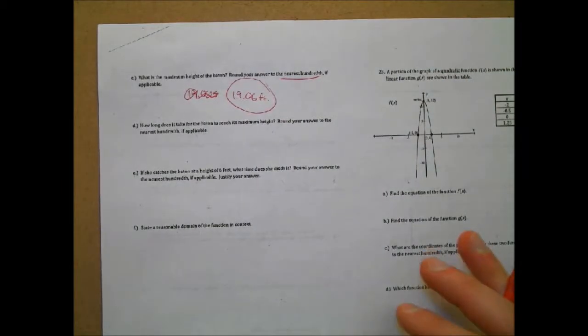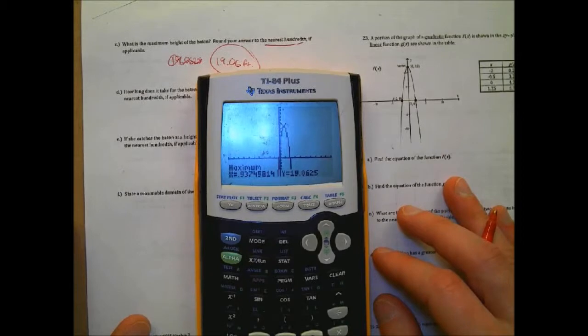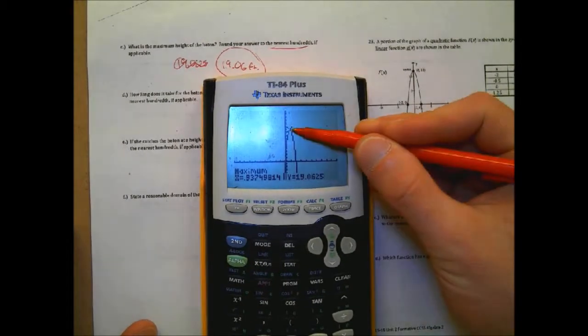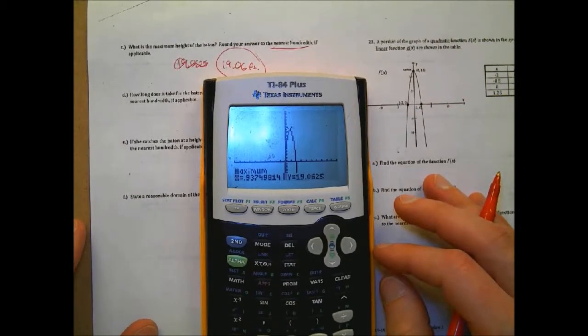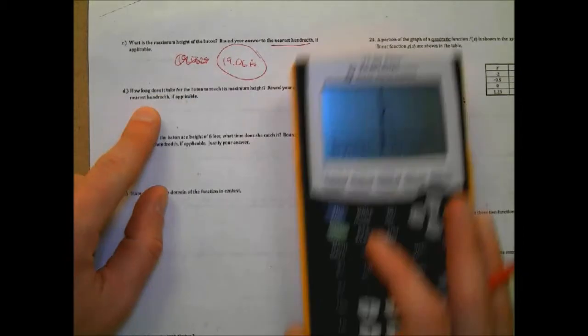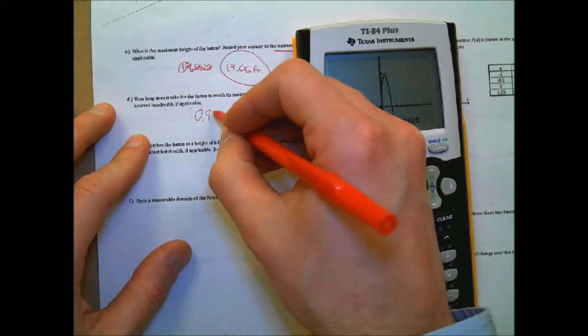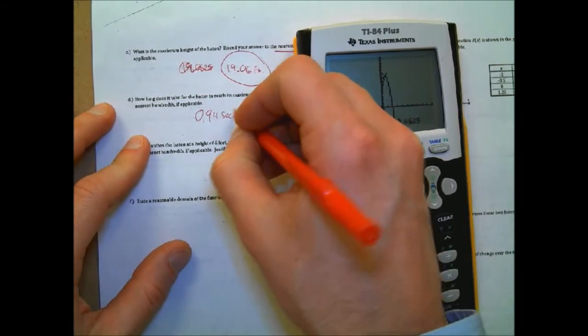Okay, letter D. How long does it take for the baton to reach its maximum height? What's our answer? There it's at the maximum height. So what time is that? Yeah, about 1 second. It says to round your answer to the nearest hundredth, so that's 2 decimal places. So we'll say 0.94 seconds. Okay?